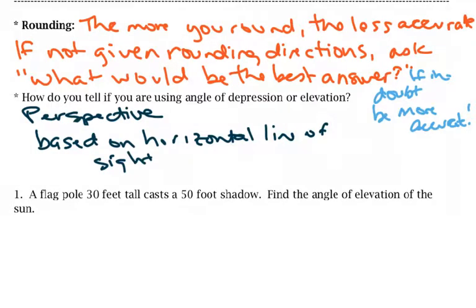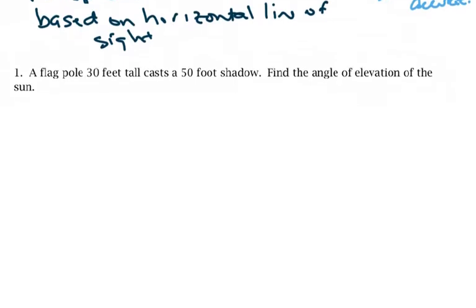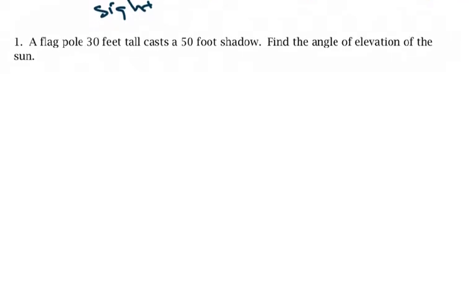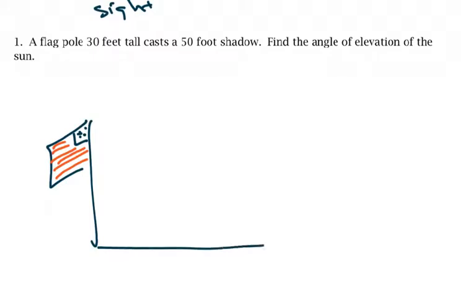Okay, so we're going to do some practice problems. As we do these problems, we're going to draw some pictures to go along with it to illustrate. So the first one, a flagpole casts a shadow. So we're going to have a little flagpole here, and then the shadow. It says the flagpole is 30 feet tall and the shadow is 50 feet long. Find the angle of elevation.